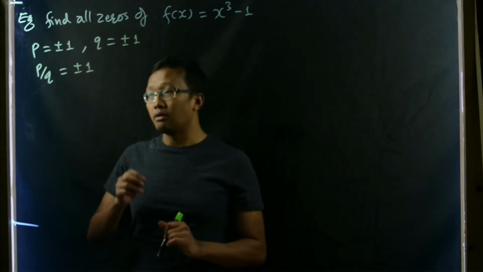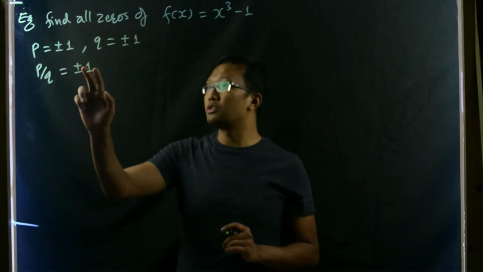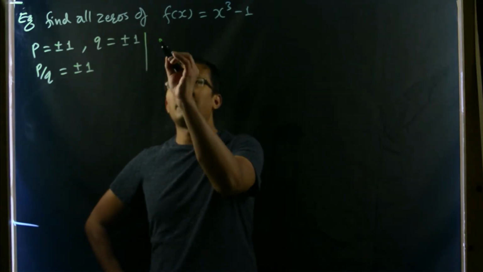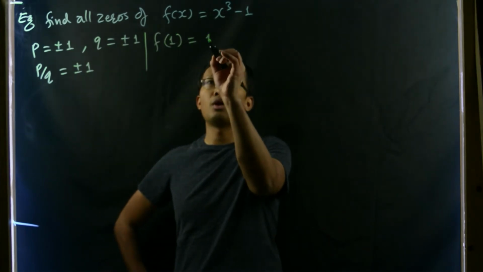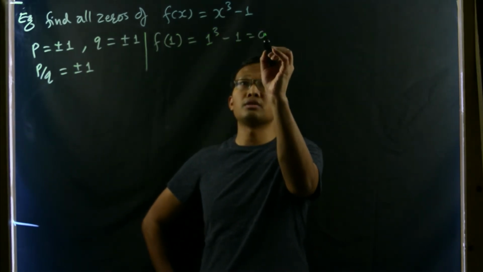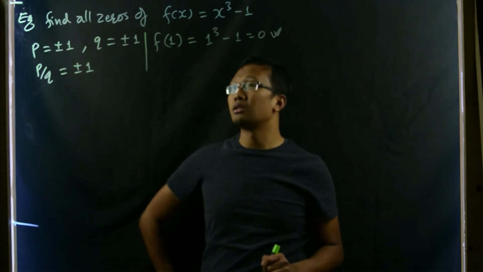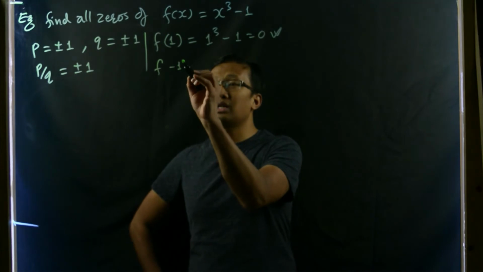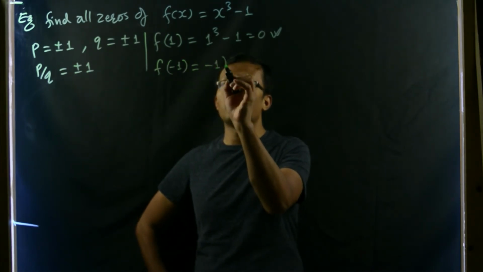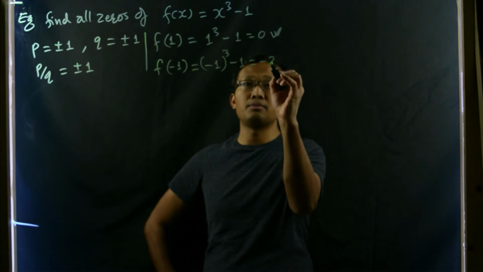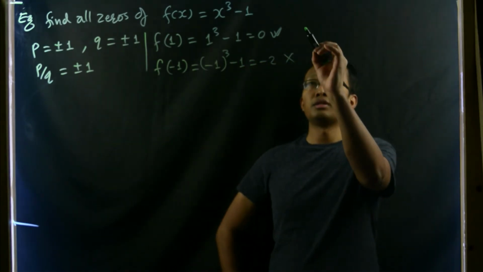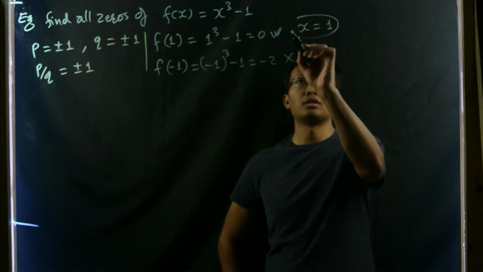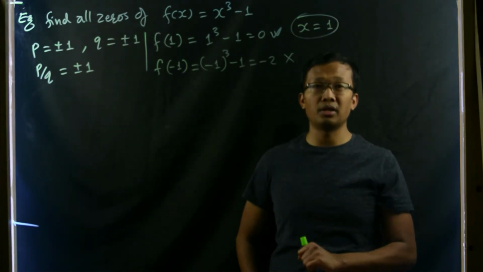Now let us see which of these two numbers is the zero of this polynomial. So f of 1 is simply 1 cubed minus 1, which is 0. So this is a zero. f of x equals 1 is a zero. f of -1, let's check this also. -1 whole cubed minus 1 will give us -2, which is not a zero. So x equals 1 is the rational zero of this polynomial.